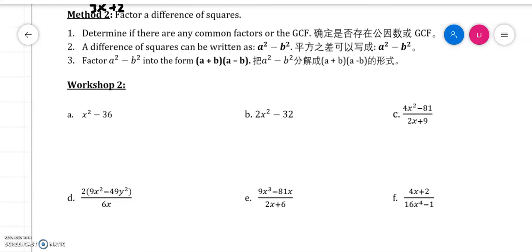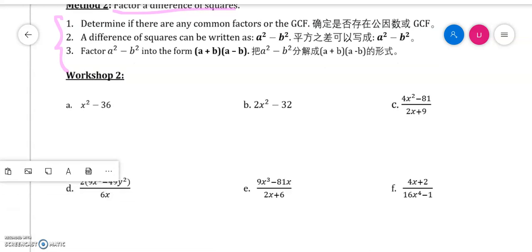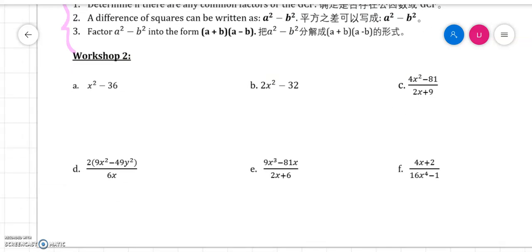But workshop 2 has to do with a difference of squares. And here are the steps to a difference of squares. First, you should use the GCF. See if you have any GCFs, and then you can factor it out. So let's see. Let's look at question D.